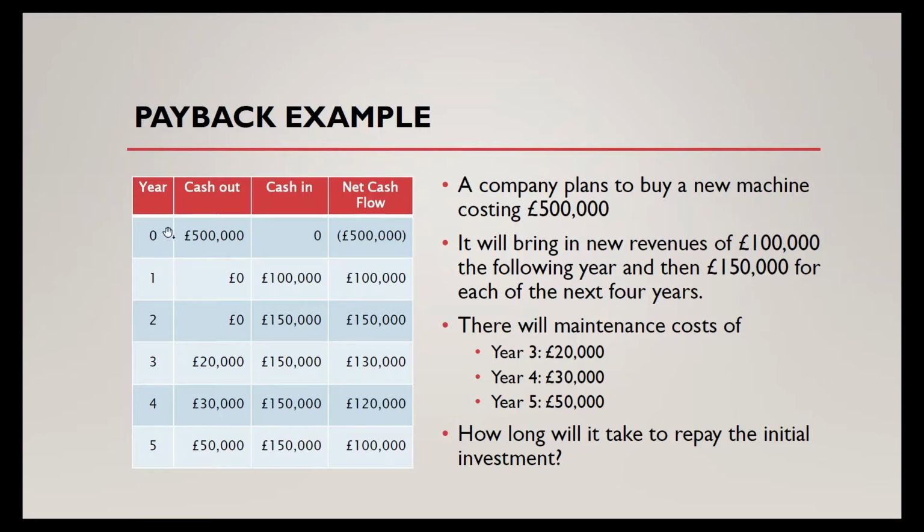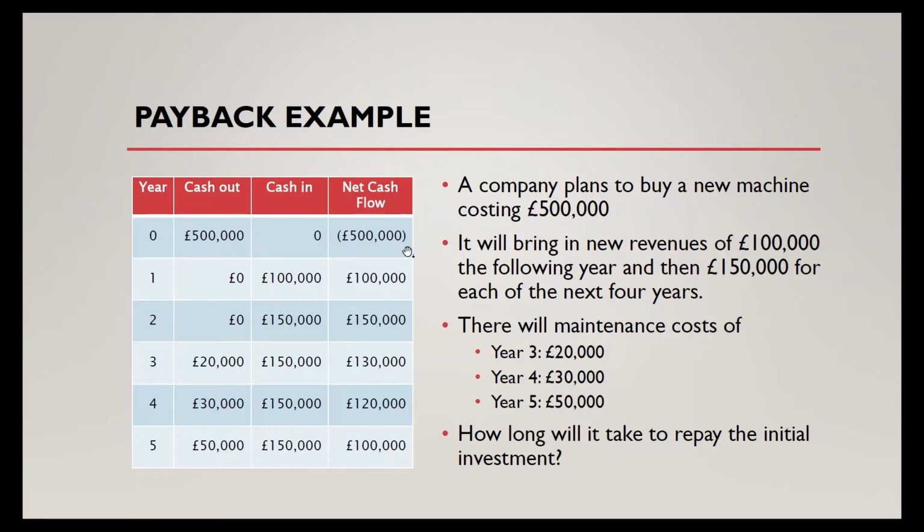Today, which is assuming it's year 0, we are paying £500,000. So in the cash out, we have 500,000. And since we don't get anything in today, the cash in is 0. So the net cash flow will be negative 500,000. Remember, for the students in accounting or finance, when you see this parenthesis, it is assuming a negative figure.